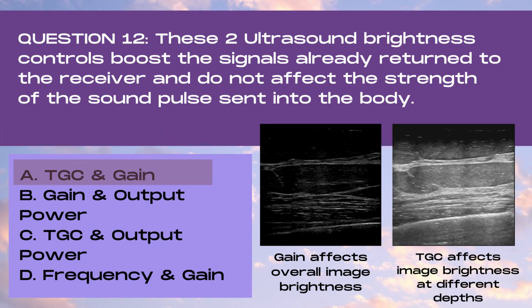The TGC and gain controls amplify signals already received back to the machine by the transducer and therefore do not affect the strength of the sound pulse sent into the body like the output power control does. When adjusting brightness on an image, the gain and the TGC controls should always be adjusted first before the output power control. Gain affects the overall image brightness, and TGC affects image brightness at different depths in the tissue.